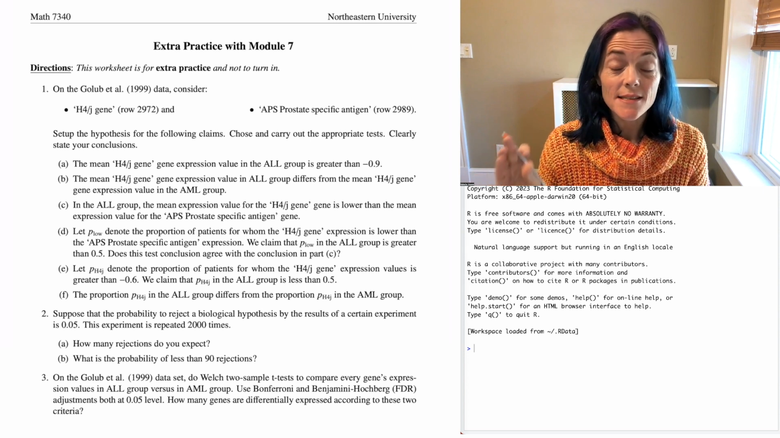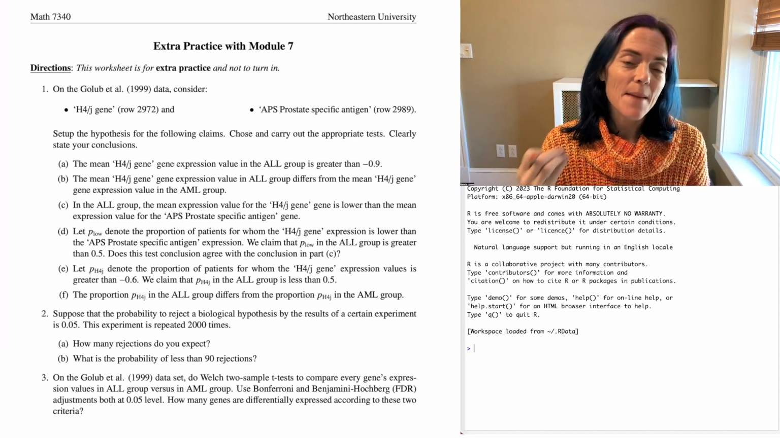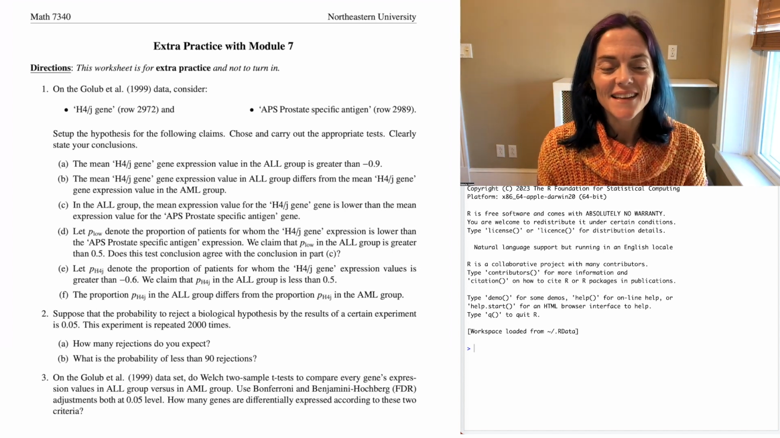Hello, students. We are here to discuss this 7th extra practice worksheet. This involves hypothesis testing, which was our focus in Module 7.